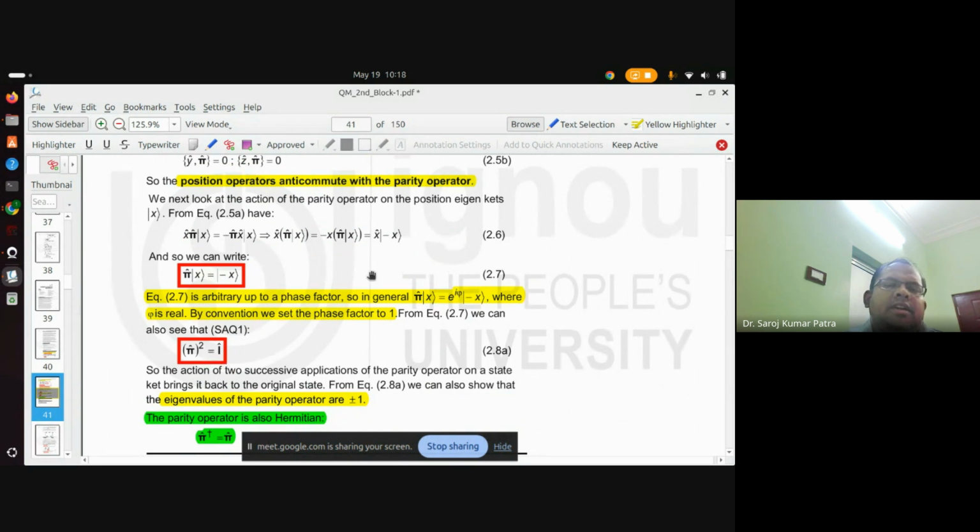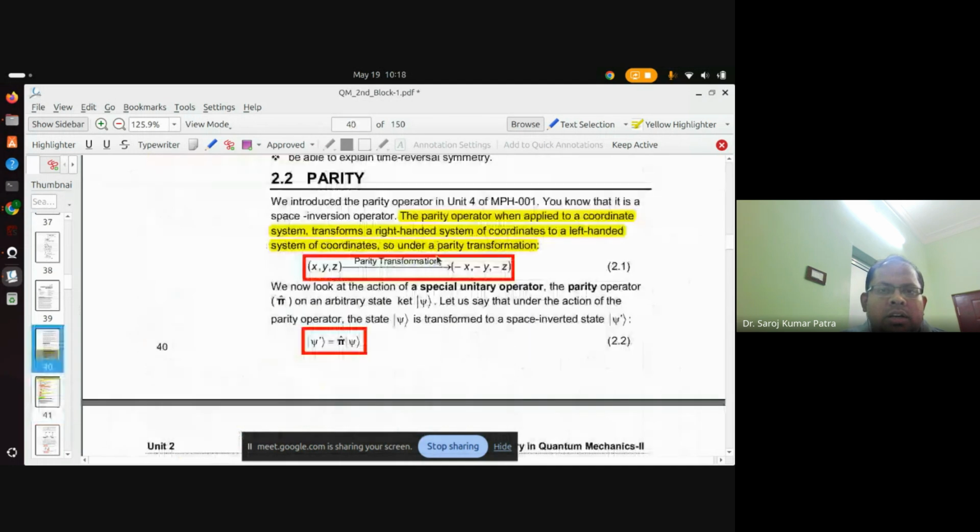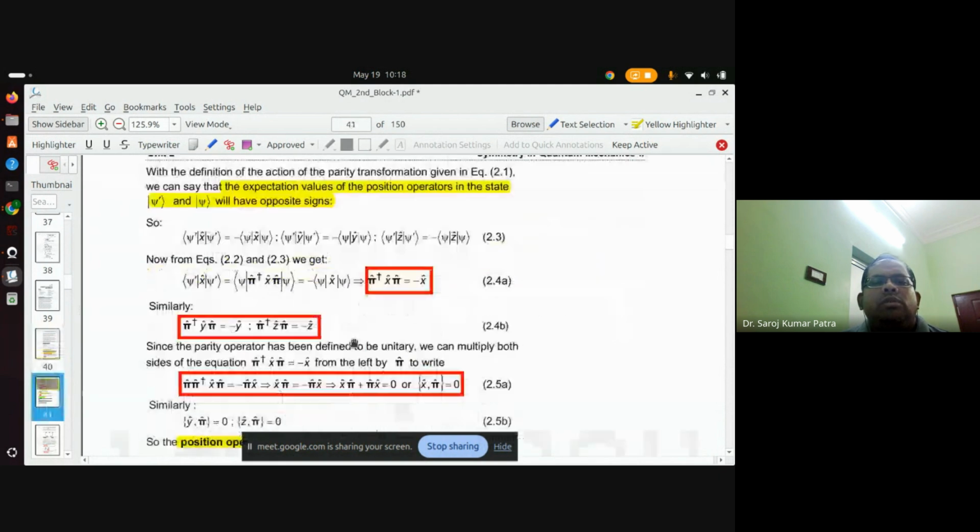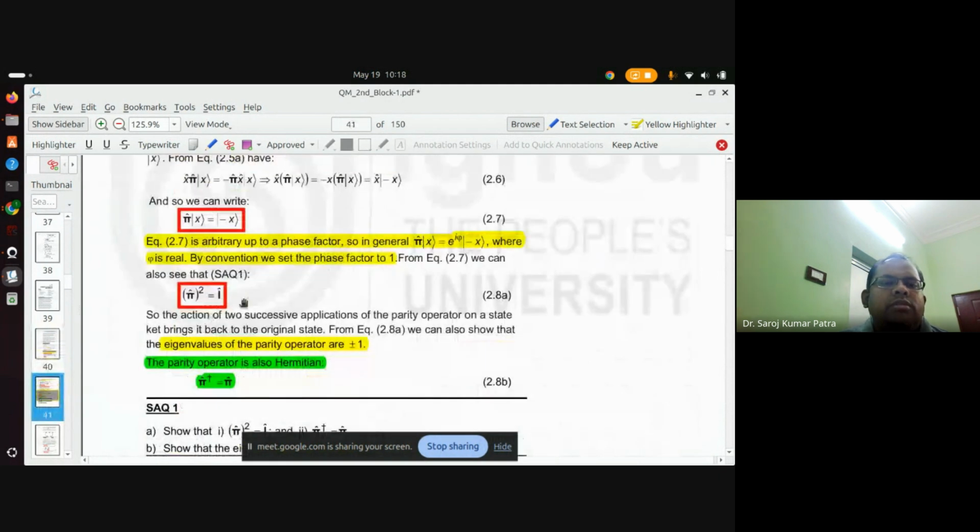It is the same as if you go from x y z to minus x minus y minus z, and again I operate the parity operator, then it will go from minus x minus y minus z to minus of minus x, minus of minus y, minus of minus z, which is x y z. So you will basically come back to the original, which is basically identity. And the parity operator is also Hermitian.